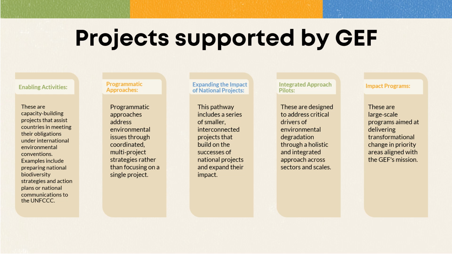Each project or program type follows a specific pathway from identification, preparation, endorsement, approval, and implementation to evaluation. The process includes stakeholder consultations, securing co-financing, project design, monitoring, and reporting on outcomes. These projects and programs are implemented through the GEF's network of agencies and are closely aligned with national environmental strategies and plans.